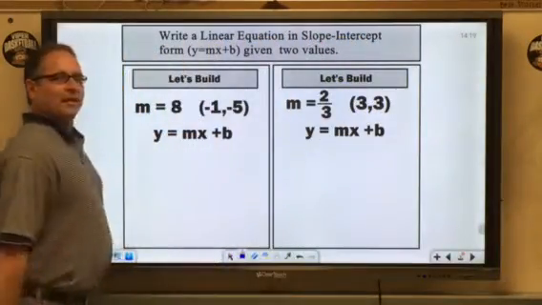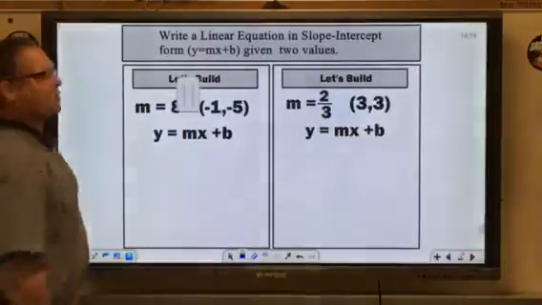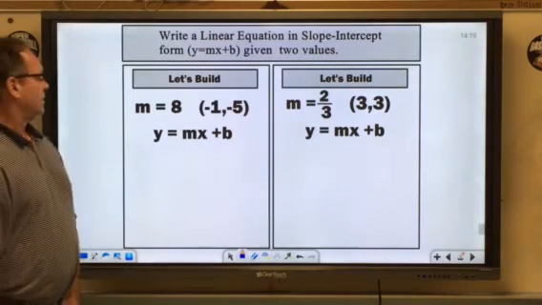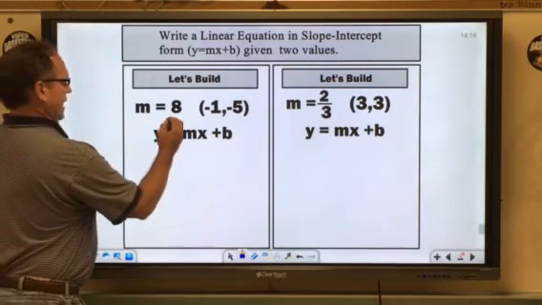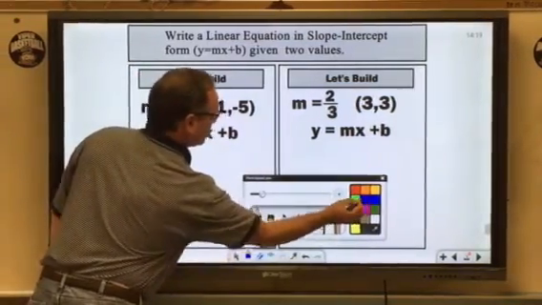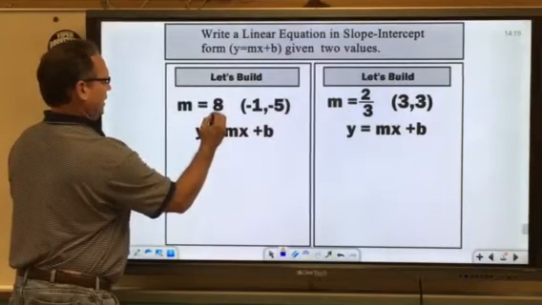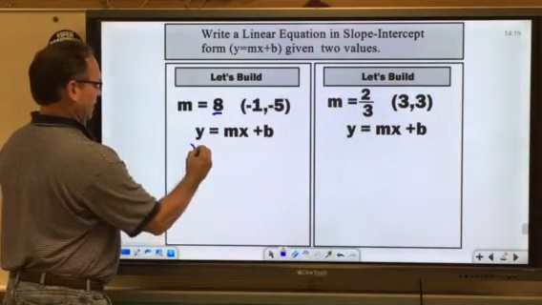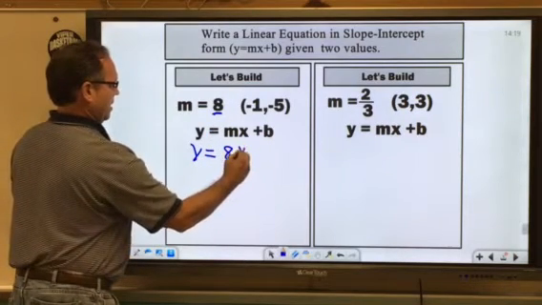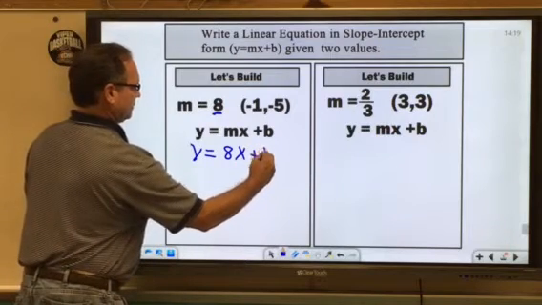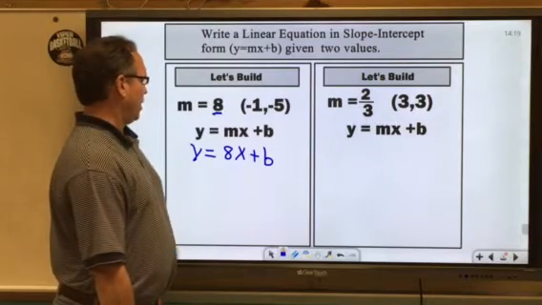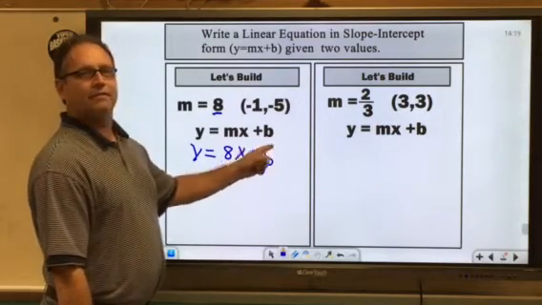So, like Mr. Cheek was saying, we have the slope and a point. So we already know that we could take the slope and we are going to plug that in for my m. But what are we missing? We are missing the b.